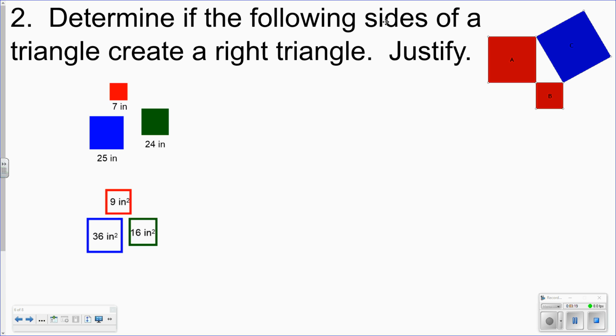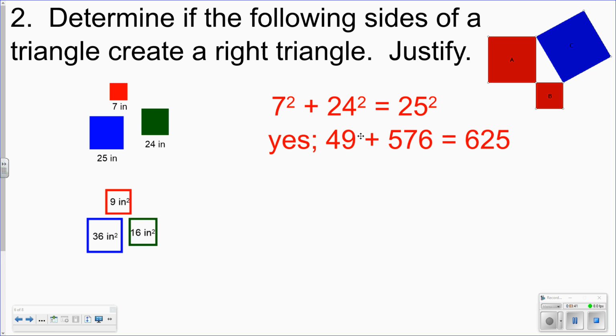Determine if the following sides of a triangle create a right triangle and justify. So if I put these 3 squares together to make a triangle, will it be a right triangle? Well, I'm going to plug it in and use my Pythagorean theorem. 7 squared plus 24 squared is equal to 25 squared. Yes, 49 plus 576 equals 625.